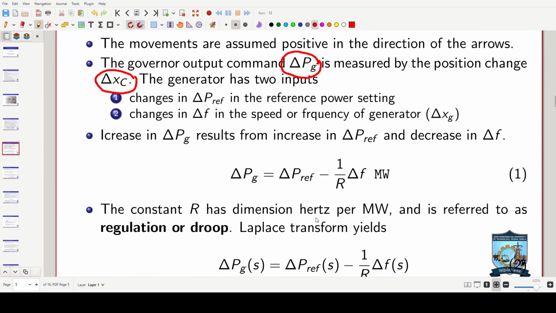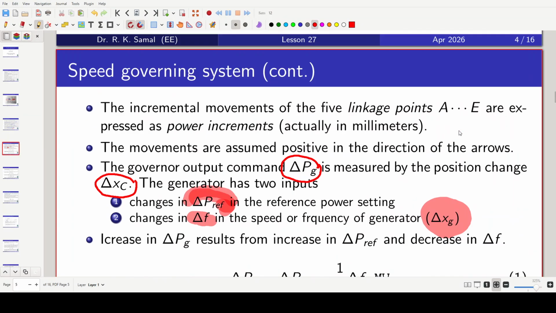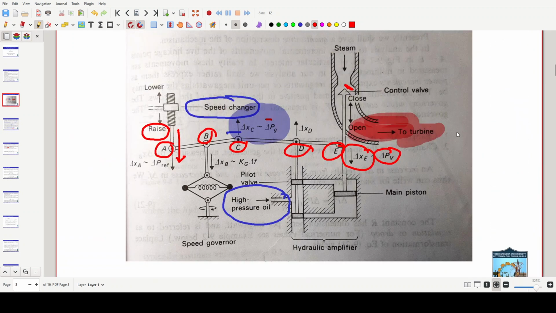Next. Now when this governor power changes, you have either a reference power change, or there is a change in frequency, due to the speed of the governor, the frequency of the generator. That is represented as delta Xg.